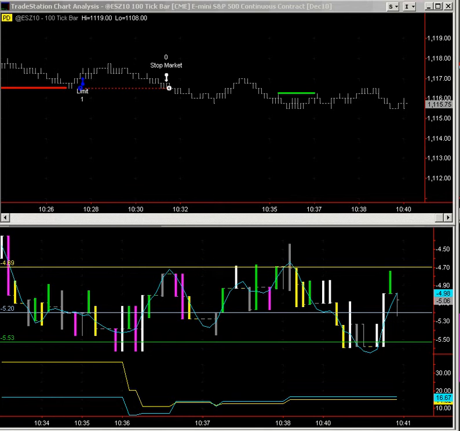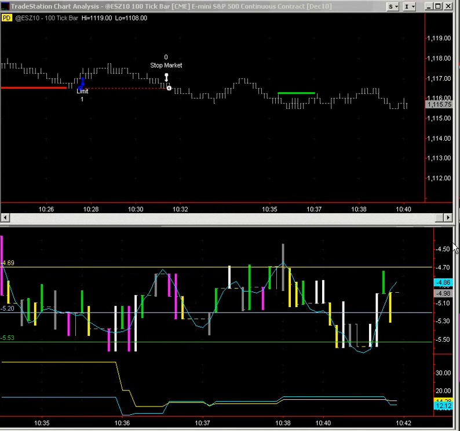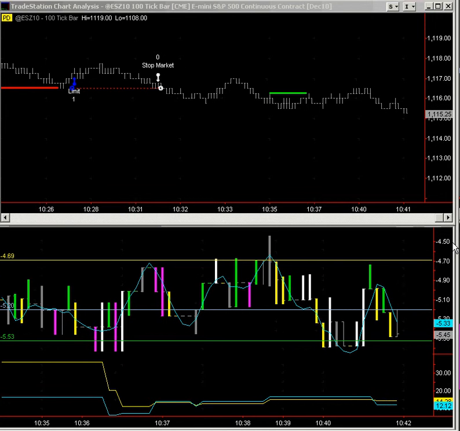We see a long trade that's likely going to materialize here momentarily. So the time now is 10:41 Central. And let's just look at this. We should see this drop a little bit more. There we go.